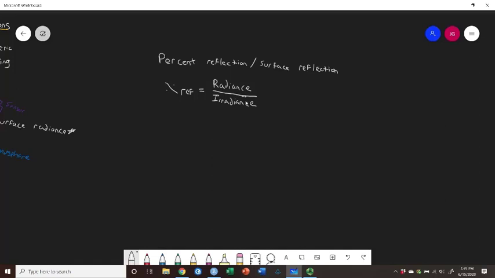Now, typically, you will see this at the surface. Technically, you can get top of atmosphere reflection, where you don't do atmospheric correction, you just take the amount coming out total over the amount coming in total.